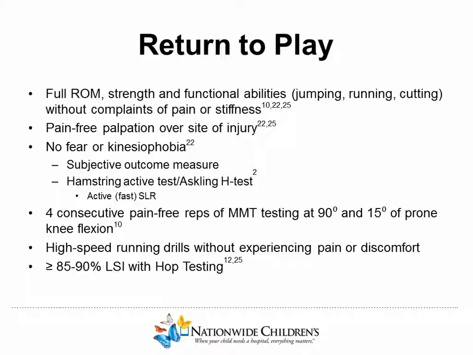You also want to see strength and endurance with MMT testing at both 90 and now 15 degrees of prone knee flexion. So you want to have 4 consecutive pain-free repetitions of each. And then high-speed running drills without experience of pain or discomfort. And again, that 85 to 90% limb symmetry index with hop testing if you choose to use that.